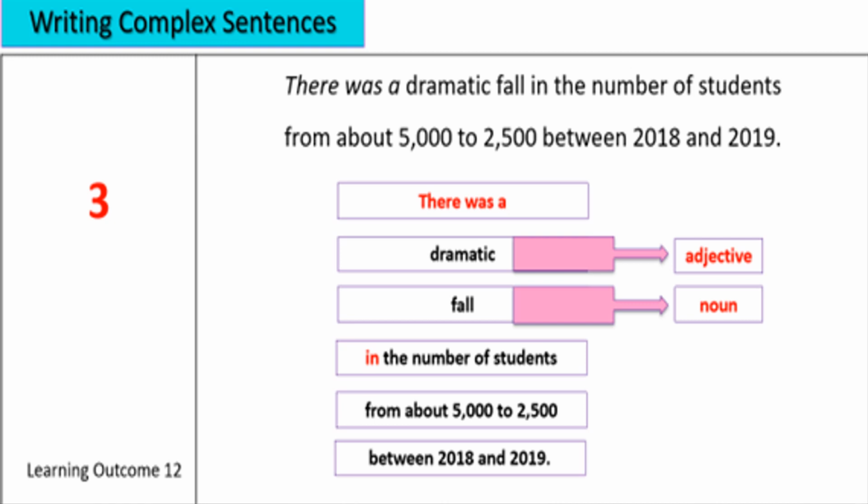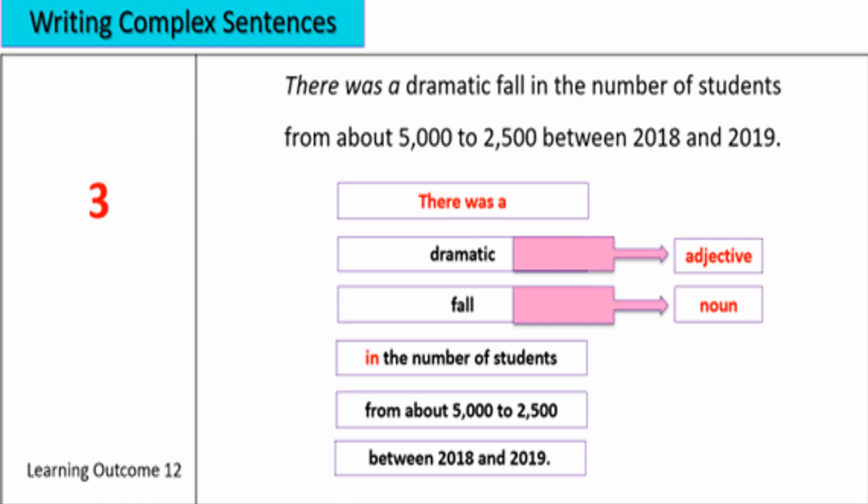Then you will write the title. What is the title? The number of students. Remember to add the preposition here. There was a dramatic fall. If you don't write in, and just write the number of students, the sentence will be grammatically incorrect. So you need to add a preposition here. There was a dramatic fall in the number of students.